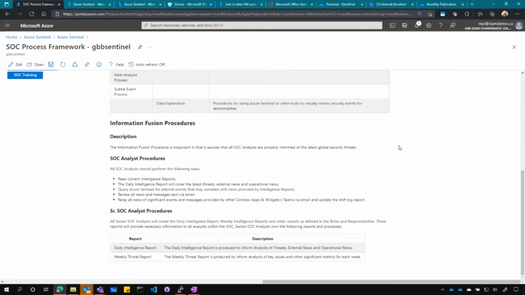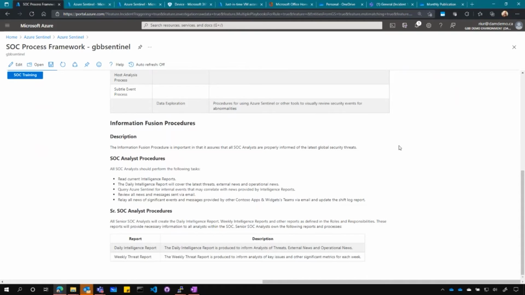They're also going to review news and messages that may be coming by email or other communication methods, and then relay any news of significant events and messages provided by these teams, updating the shift log accordingly, along with any evidentiary pieces that need to tie back to working incidents that a SOC analyst may be delivering on within that work shift. So this is a high-level view. You may feel the need to flesh this out a little more in detail, but at a high level, this is what that fusion of information looks like.